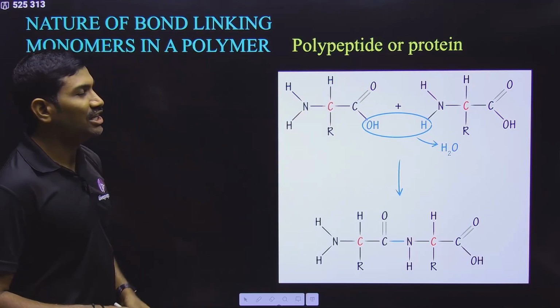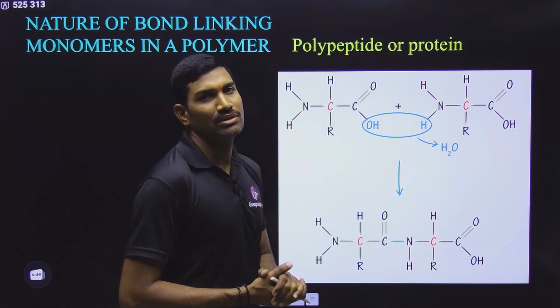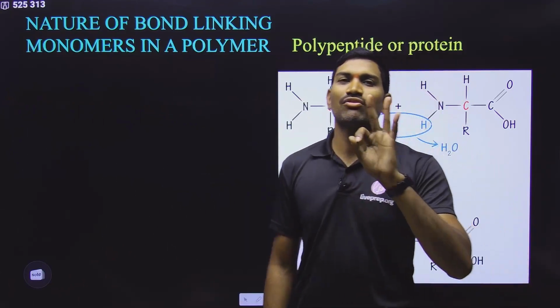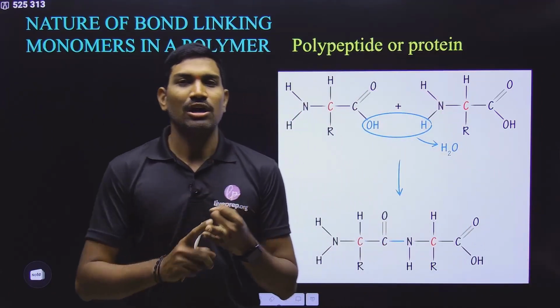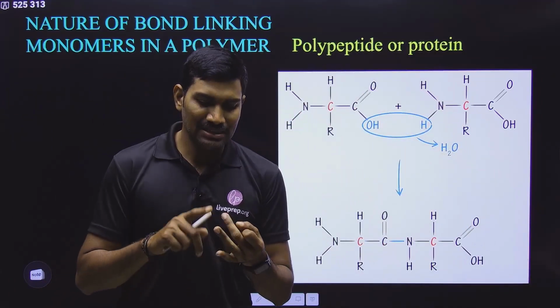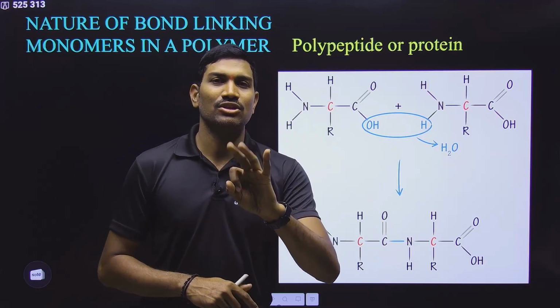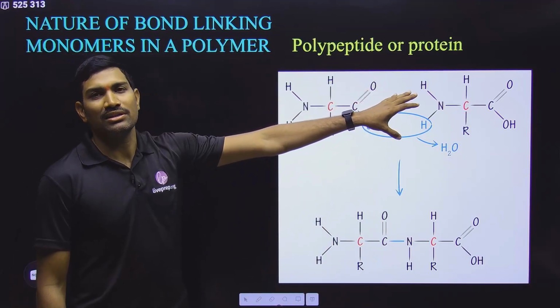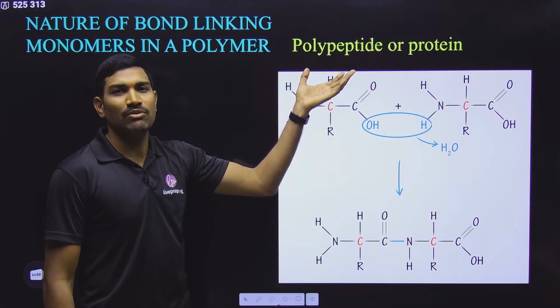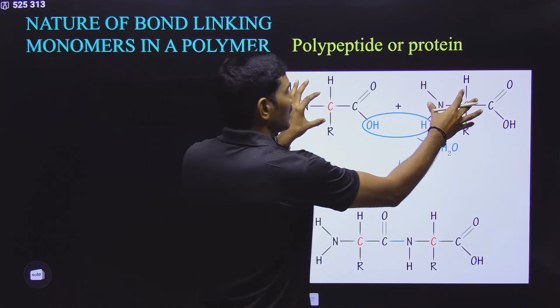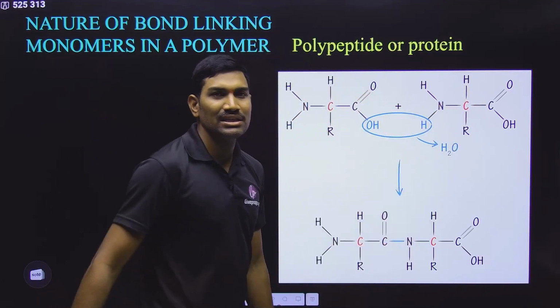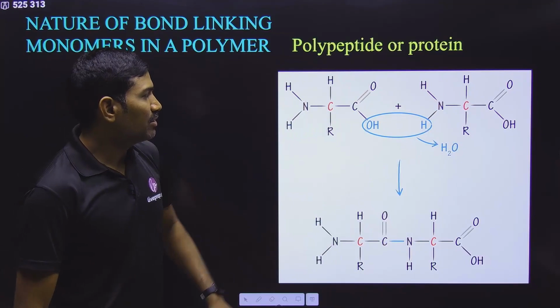Next one is, what is the nature of the bond that is linking these polymers? We are talking about total 3 types of polymers. They are proteins, carbohydrate. Carbohydrate means polysaccharides and then nucleic acid. These are the 3 things. So in the case of protein or polypeptide, what is the bond that is linking 2 units? The bond that is linking 2 units is the peptide bond. So in the peptide bond, what happens?